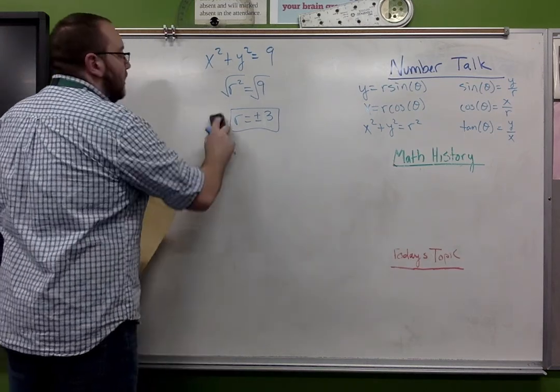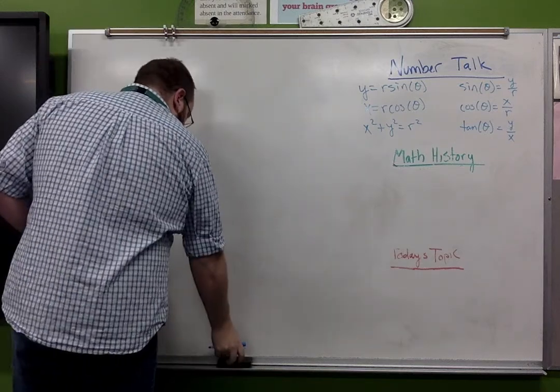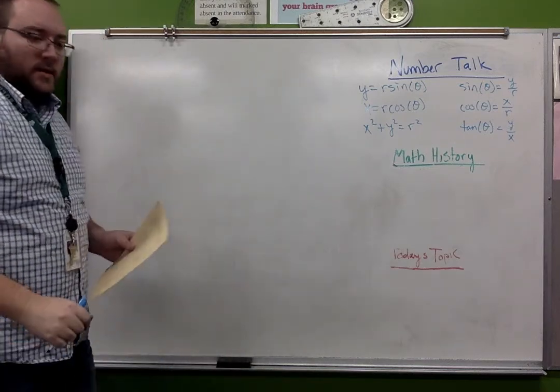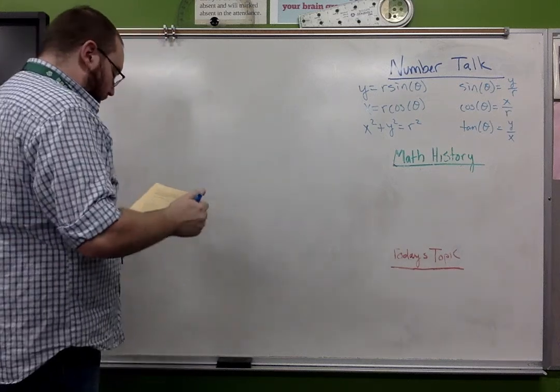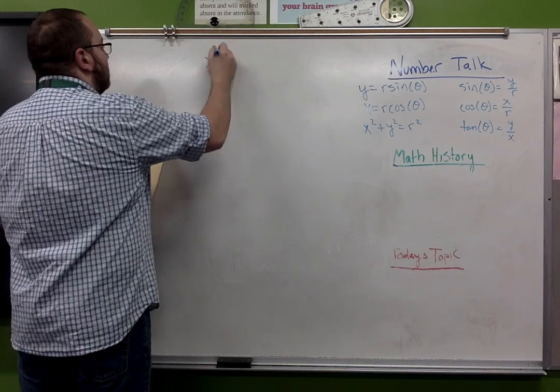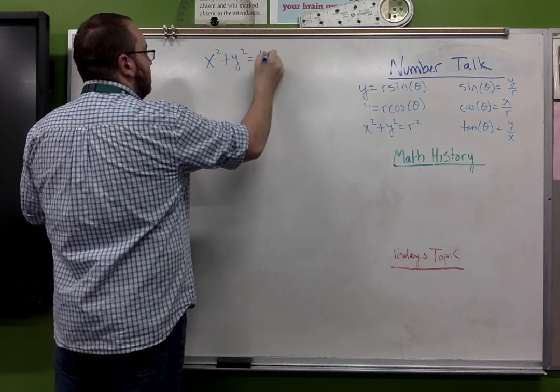Okay, let's go to the second one. Now, there are graphs on these notes. I'm not teaching you graphing this year. I have them on there, so at least you're exposed to it. That's why the graphs are on there. We're only doing conversions this year, though. Now we have x squared plus y squared equals 6y.